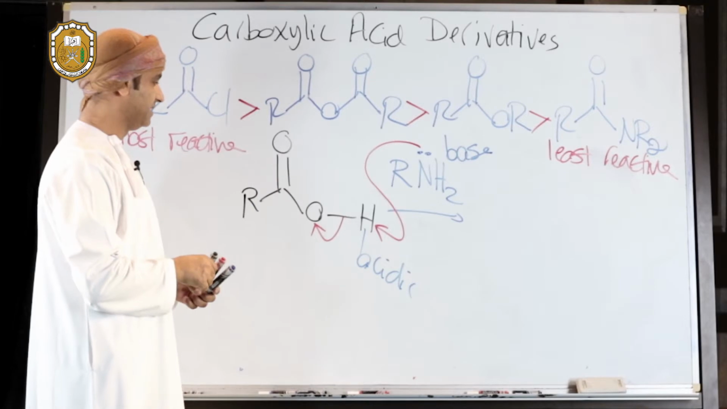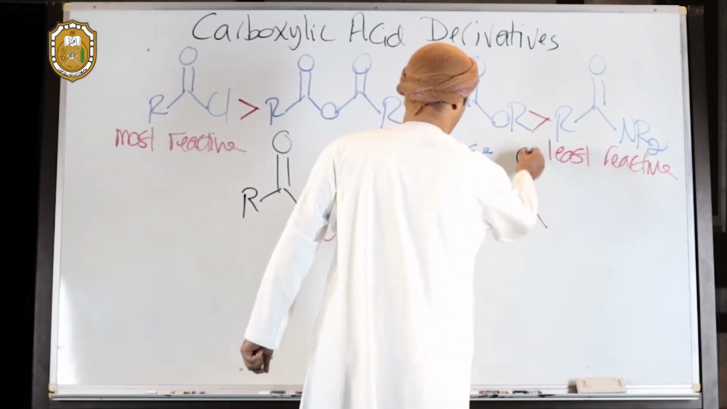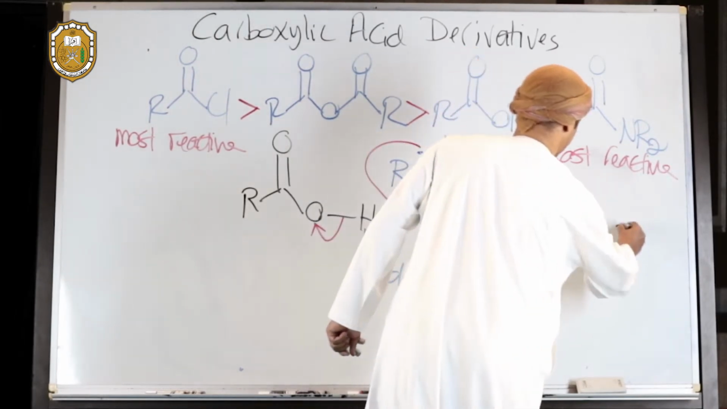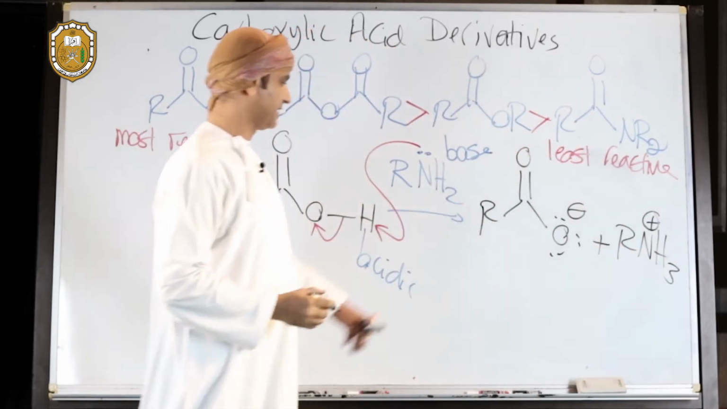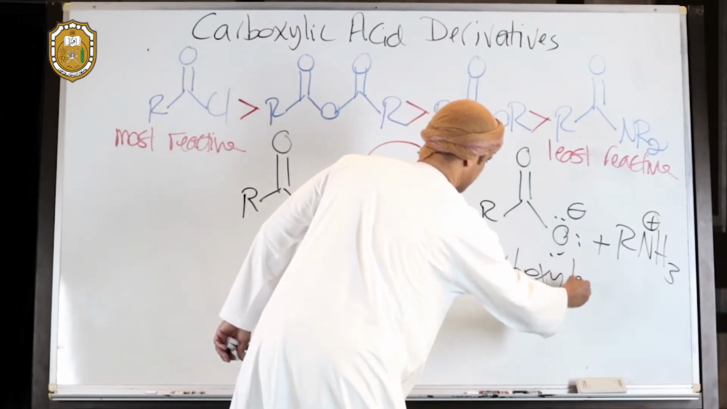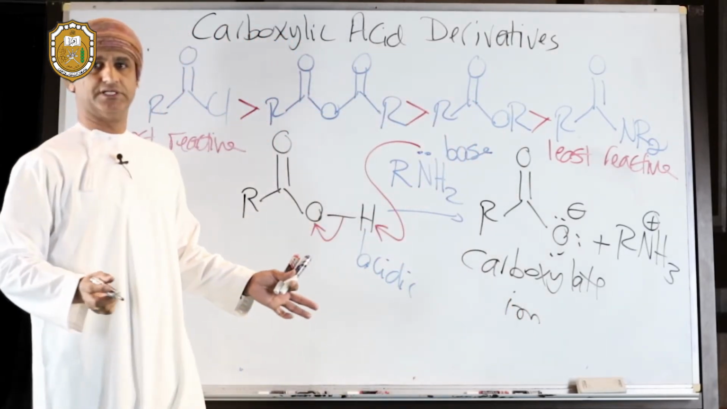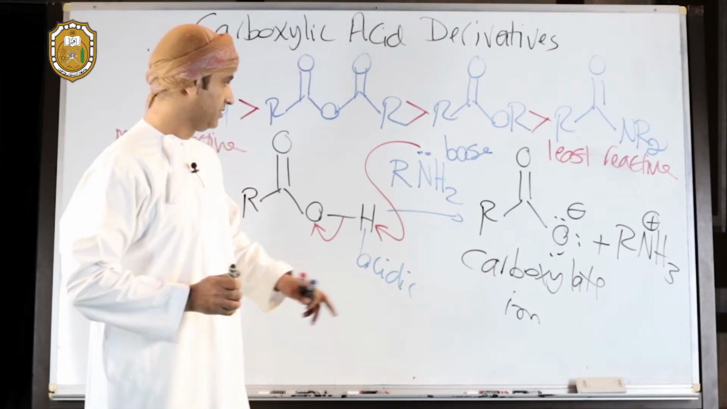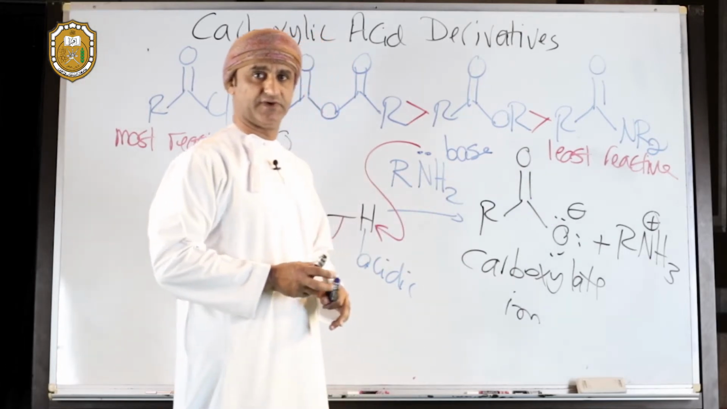So what would happen now is actually an acid-base reaction, to give the conjugate base of carboxylic acids, which is the carboxylate ion. Now, carboxylate ions are not actually reactive anymore in nucleophilic acyl substitution reactions because they are not electrophilic at that carbon. You can prove this by resonance very easily.